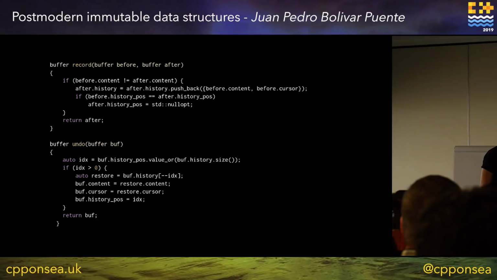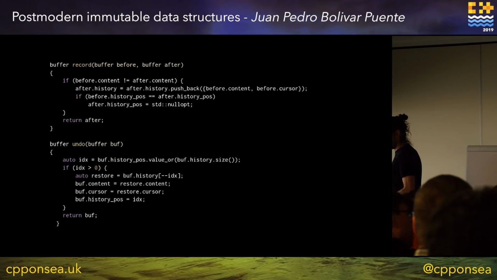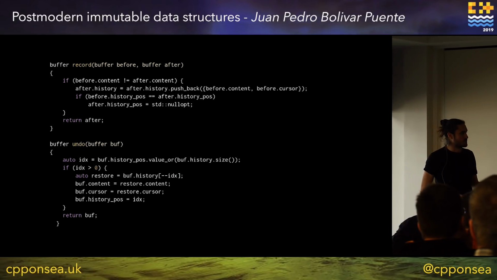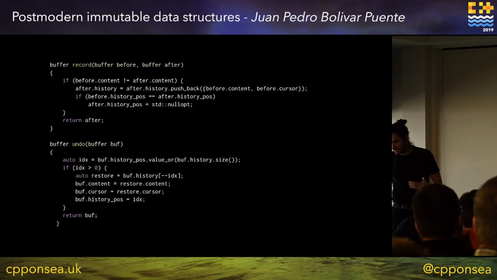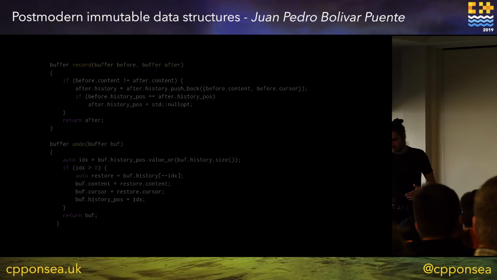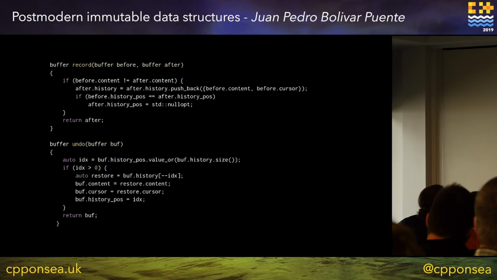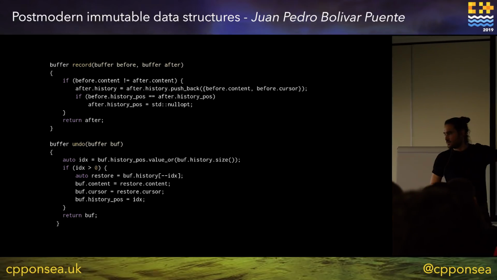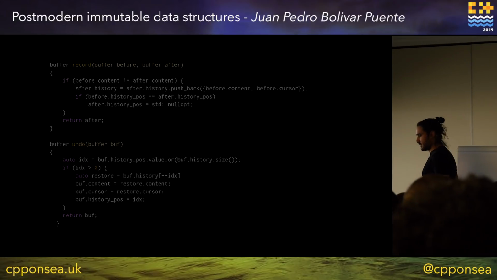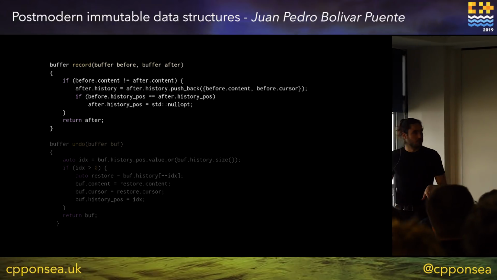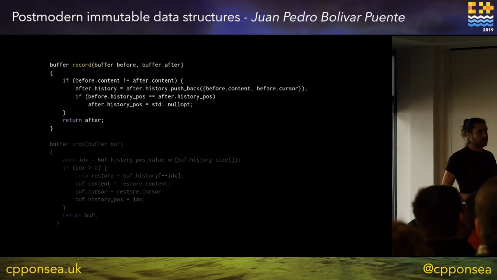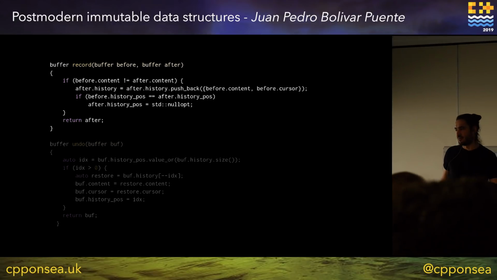It's basically 10 lines of code for all of it. I'm going to try to describe a little bit of what's going on, even though you probably cannot see it very well. So there are 2 functions here, actually. The first is called record, and the second one is called undo. Let's look at the function record. The function record takes 2 buffers, the buffer before and the buffer after.